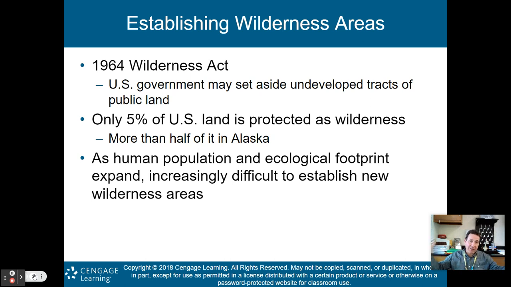So again, my advice, especially for the big test in May, obviously understand these acts, the 1964 Wilderness Act. The U.S. government may set aside undeveloped tracts of public land, but again, only 5% of U.S. land right now is protected as wilderness, and more than half of that is up in Alaska. So here in the continental 48 states, we don't have a lot of wilderness area that is being protected by the government.